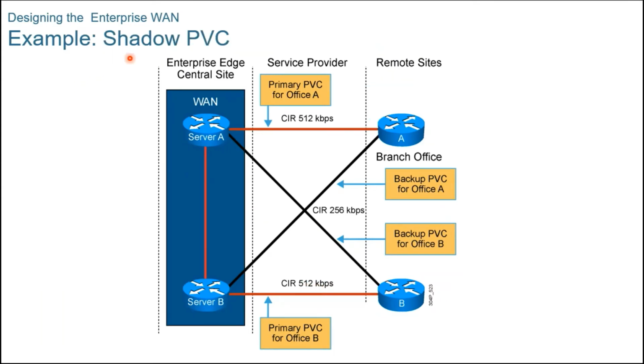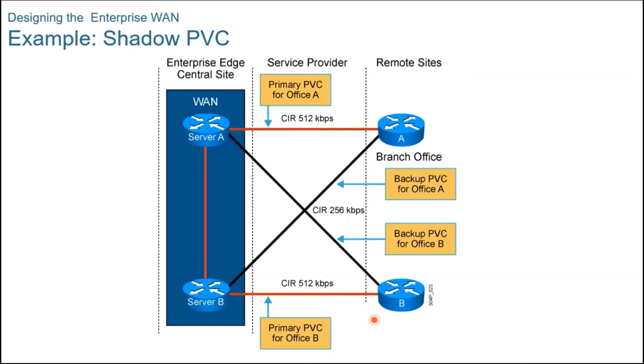Next example is the shadow PVC. With a shadow PVC, as long as the maximum load on the shadow PVC does not exceed a certain rate, such as 1/4 of the primary speed, while the primary PVC is available, the service provider provides a secondary PVC without any additional charge. So if the traffic limit on the shadow PVC is exceeded while the primary PVC is up, the service provider charges for the excess load on the shadow PVC.